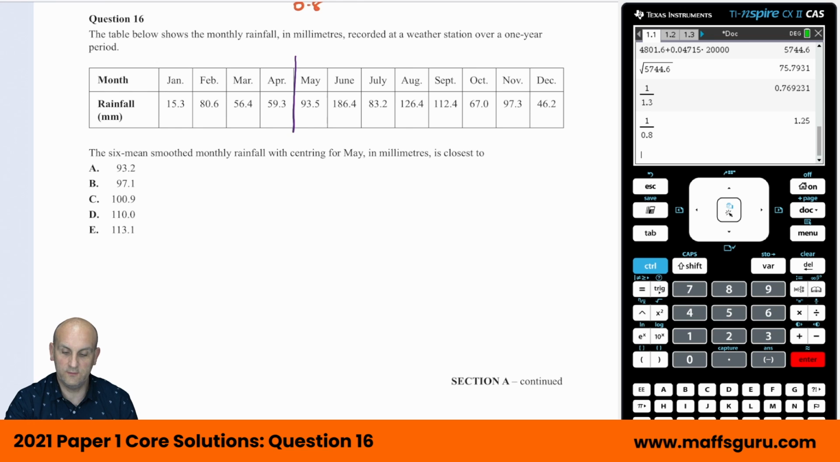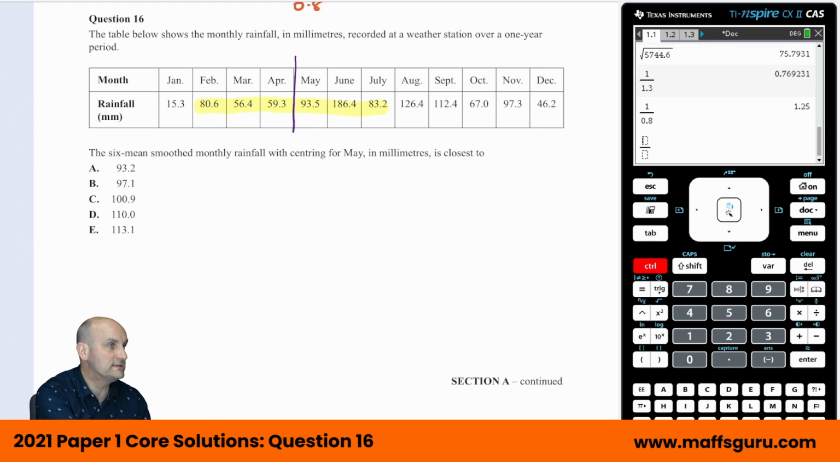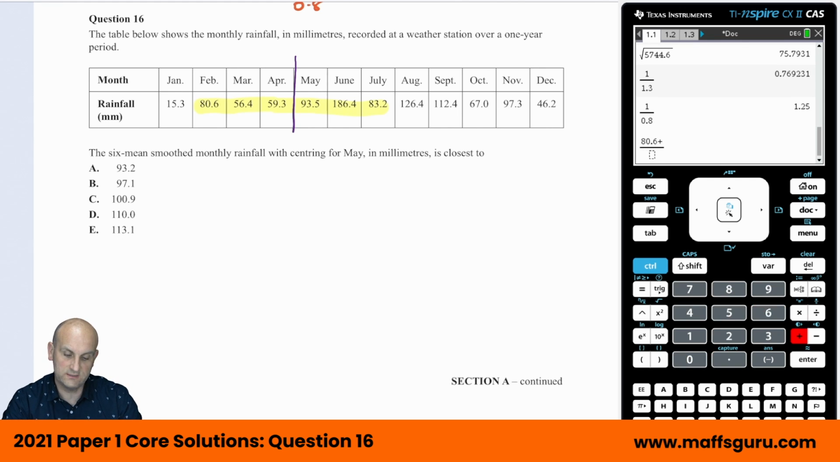All right, so what I'm going to do is choose my 6 values here, so 1, 2, 3, and I'm going to take an average. Let's do it this way, because I normally retype all the values in, but let's be cleverer. So 80.6, 56.4, 59.3, 93.5, 186.4, and 83.2, and I'm going to divide that by 6.